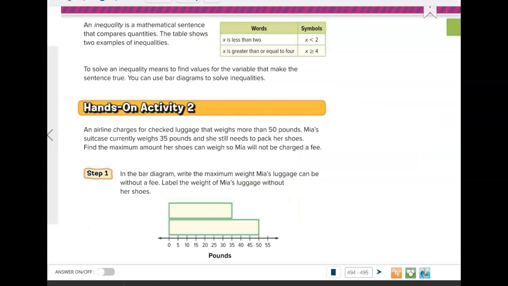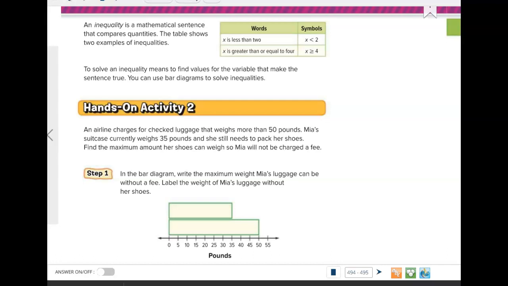So turn the page. Up at the top it says an inequality is a mathematical sentence that compares quantities. The table shows 2 examples of inequalities. For words, that one is x is less than 2, and that's how you would write it: x, and then is less than 2. X is greater than or equal to 4. We'll talk more about the words, definitions, and symbols later this week as well.